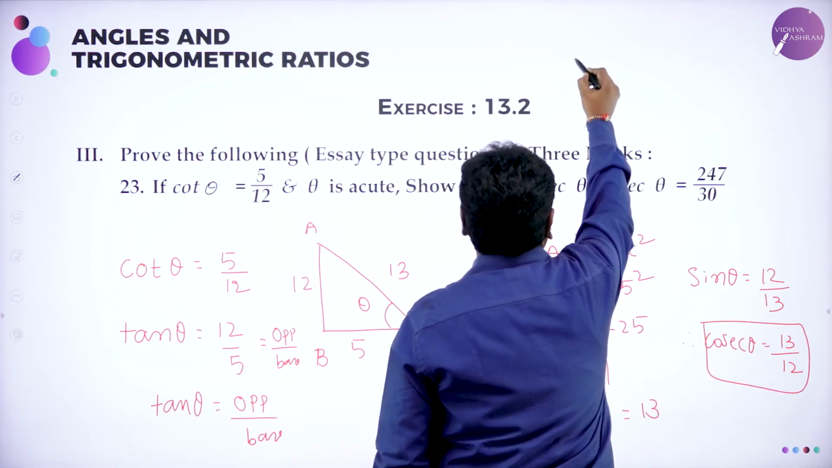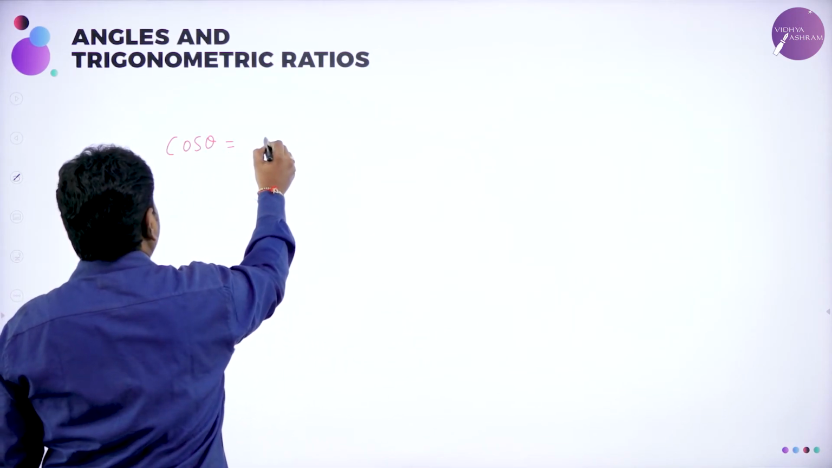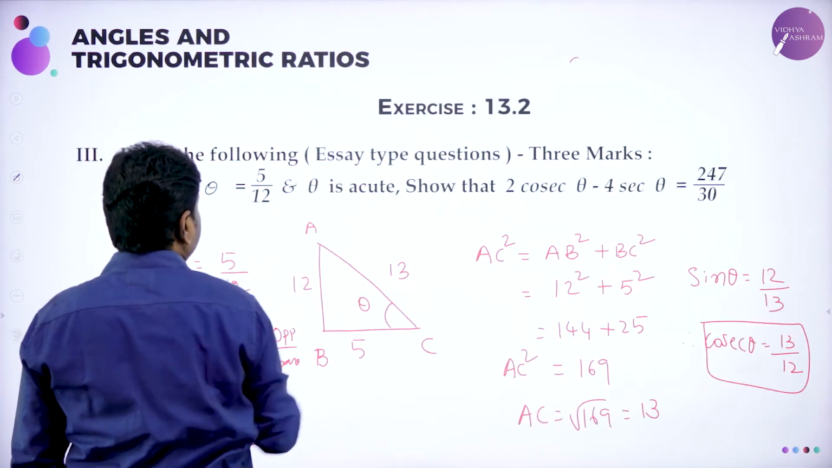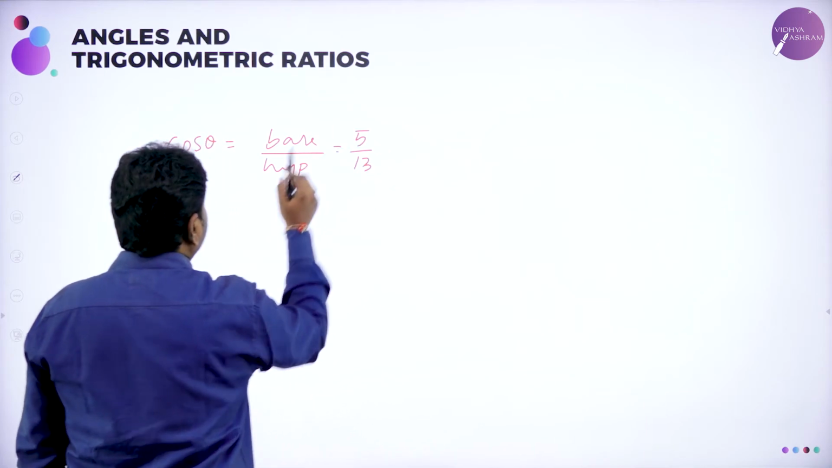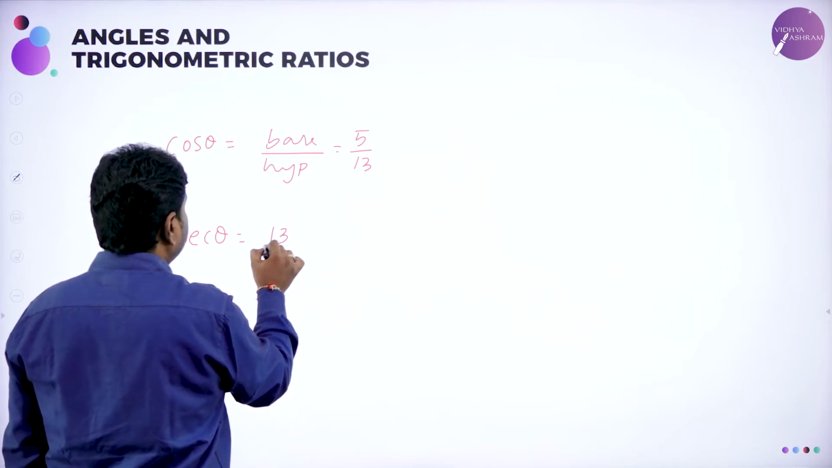So first find cos theta. What is cos theta? You know cos theta is adjacent, base, divided by hypotenuse. In the diagram, what is the base? 5, hypotenuse 13, so 5 by 13. They want secant theta. Secant is the reciprocal of this. The reciprocal is 13 by 5.